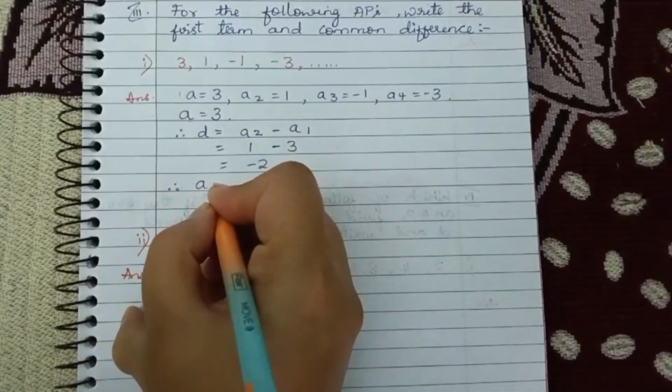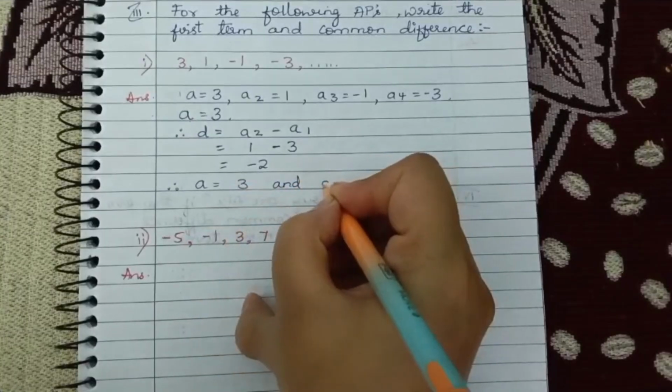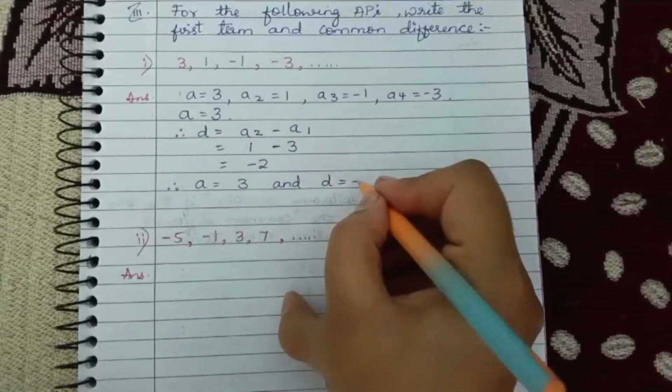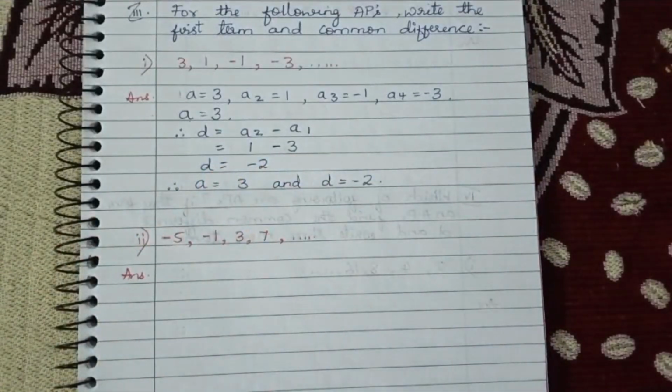Therefore, a is equal to 3 and d is equal to minus 2. D, okay, this is the answer. It is just simple. This question is very simple, you just have to understand how to do it. Okay, now let us do the second sum.